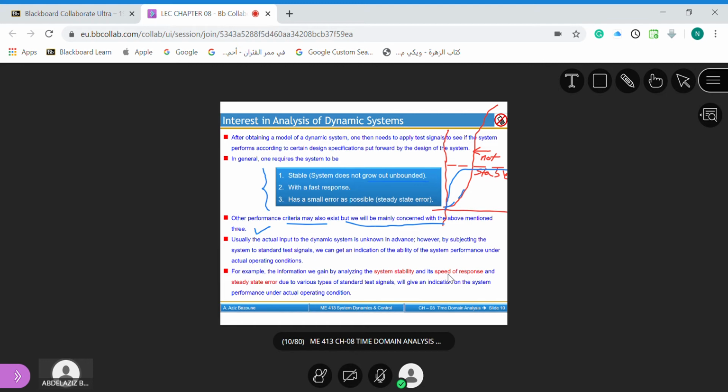Usually the actual input to a dynamic system is unknown in advance. However, by subjecting the system to a standard signal, like we said, the impulse or the pulse or the step, we know that the first order system has certain behavior.